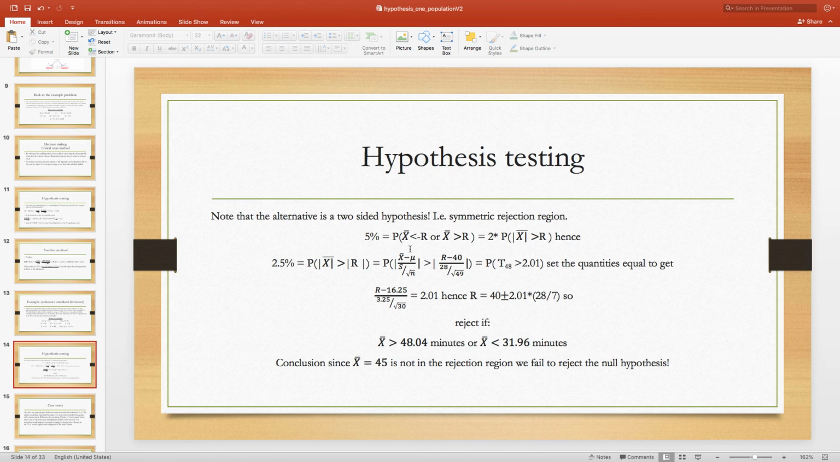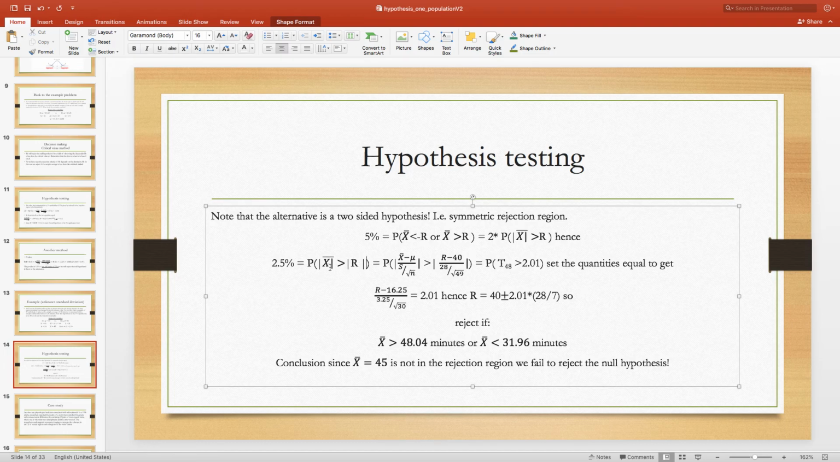So 5% needs to be equal to the probability that x bar is less than the rejection region, in the negative portion, or that x bar is bigger than some critical value in the rejection region. Now, since we have symmetry, this says that twice the probability that x bar is bigger than r needs to be equal to 5%. In other words, 2.5% is equal to the probability that the absolute value of X bar is bigger than the rejection region.